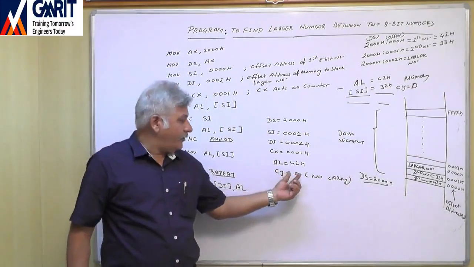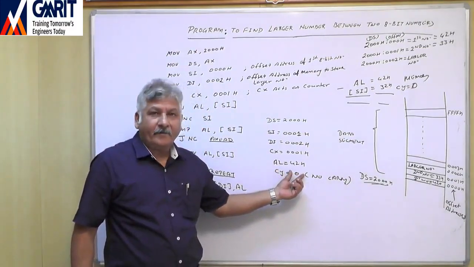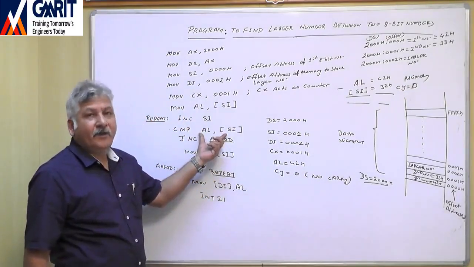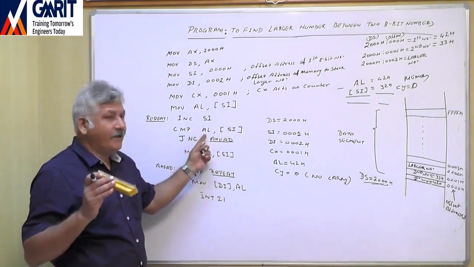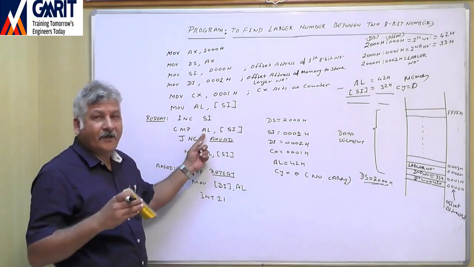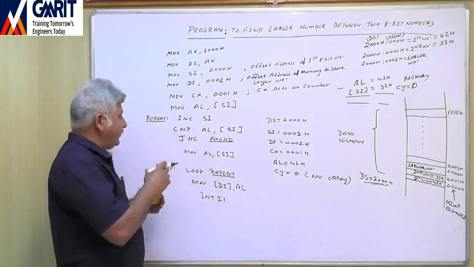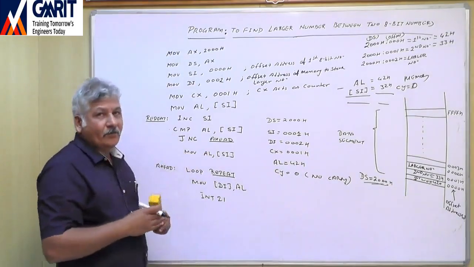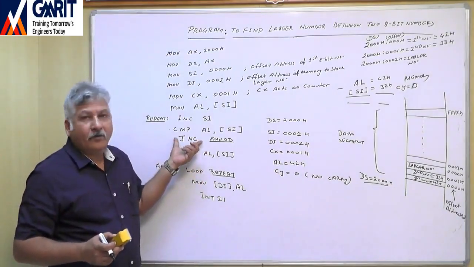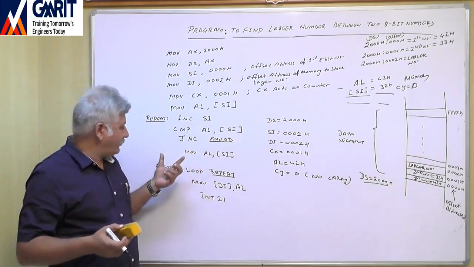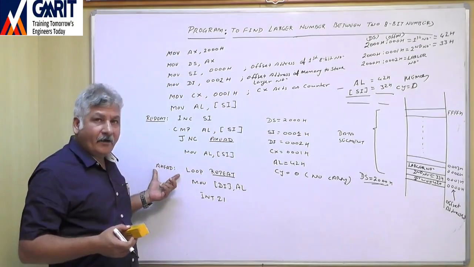So whenever there is no carry after the comparison instruction, this means our larger number is in AL. That's why carry is not generated, right? So after this instruction, JNC instruction will be executed. So jump no carry. If there is no carry, go ahead. Program sequence will now come to label ahead.